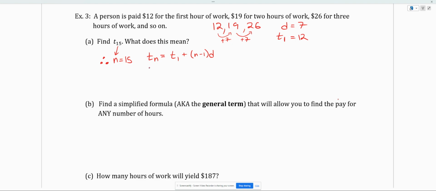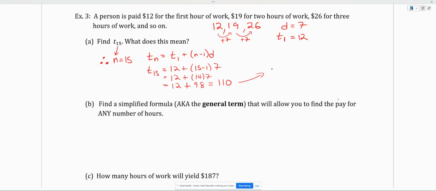Okay, so let's plug in some values. So we want to find T15, the 15th term. T1 is 12. And we're going to be using 15 minus 1 this time times the common difference of 7. So we'll just do a couple steps of BEDMAS here. Brackets first, we're going to get 14 times 7. That's going to give us 12 plus 98. Add those up and we're going to get 110.